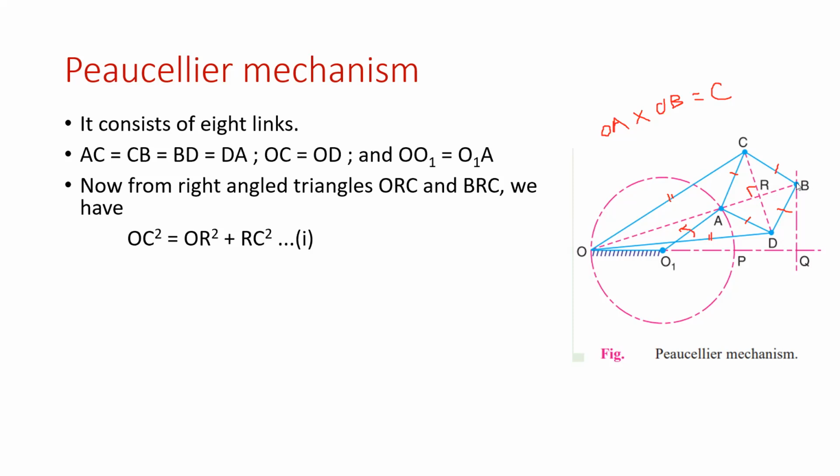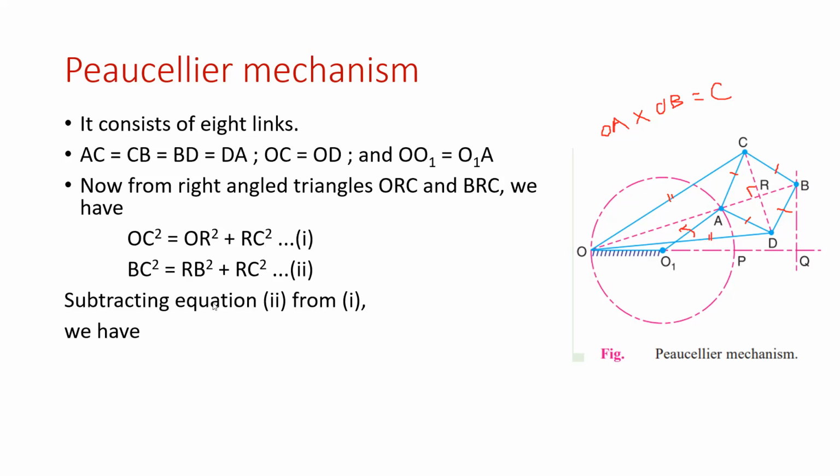Similarly, for triangle BRC, what can you write? BC square is equal to BR square plus RC square. Now you can see RC is common. So by subtracting equation 2 from equation 1, we can eliminate RC square. So OC square minus BC square is equal to OR square minus RB square. This RC square and this RC square get cancelled.